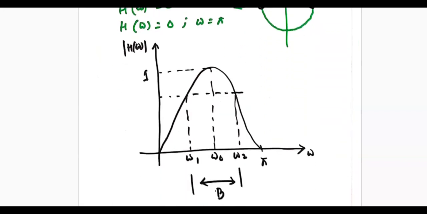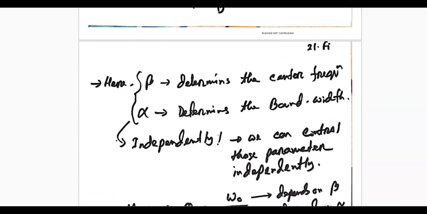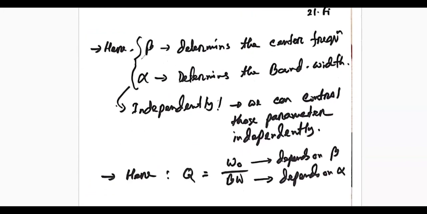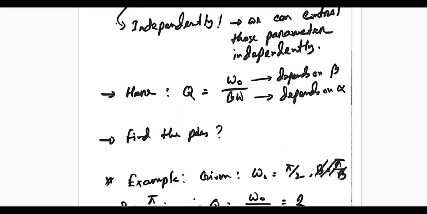And this is the magnitude response for particular cases. I have already mentioned these two facts: the beta determines the center frequency and the alpha determines the bandwidth, and they are independent. So you can do that independently. The quality factor of the filter can be defined as center frequency over the bandwidth. Here you can find that the quality factor can be controlled by these two independently. So that is an advantage of the IIR type filter design.